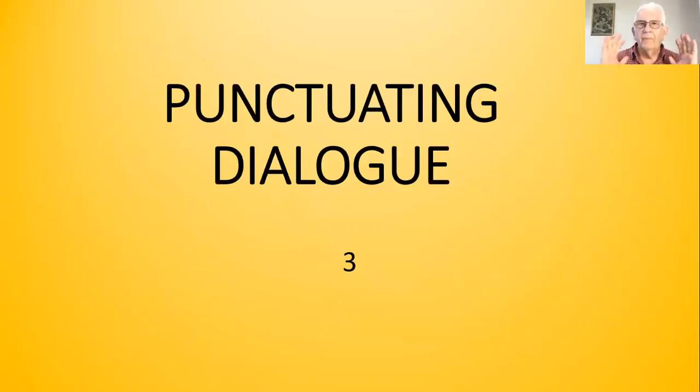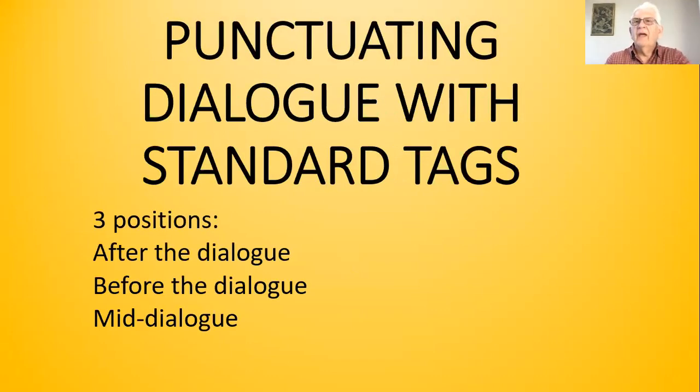Okay, we've dealt with punctuating dialogue where the dialogue just stands all on its own. We've looked at that same dialogue where we put an action tag on the front of it that tells us who's about to speak. Now let's look at the standard garden variety dialogue tag that we see everywhere. John said, he said, all those sorts of things. And with these standard tags, as you'd be well aware, there are 3 places we'll find them, 3 positions.